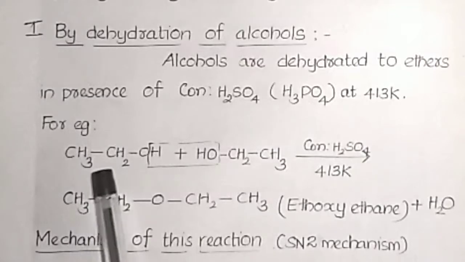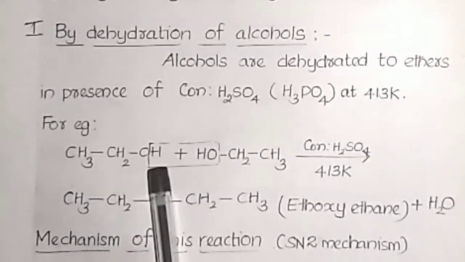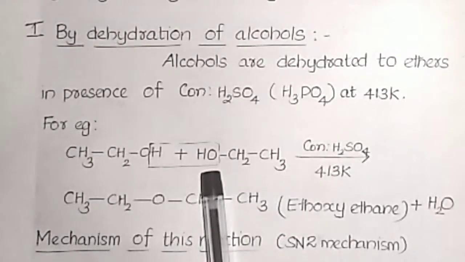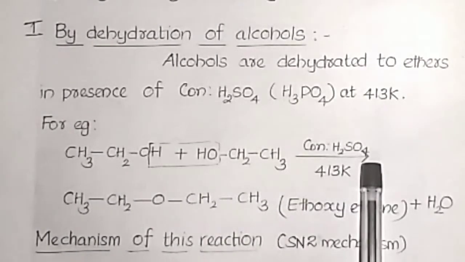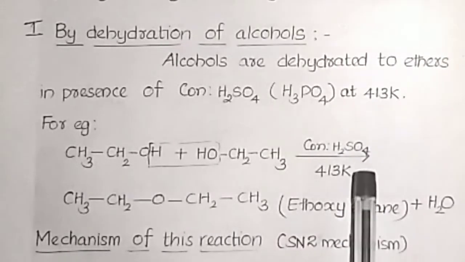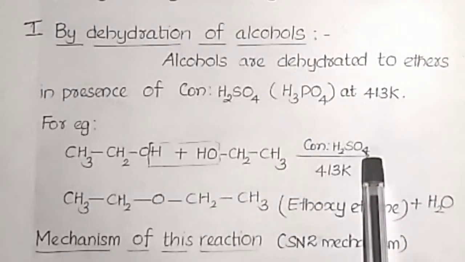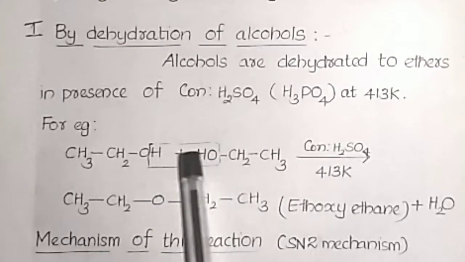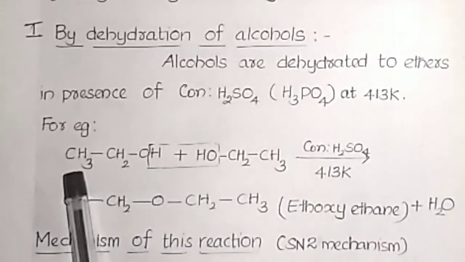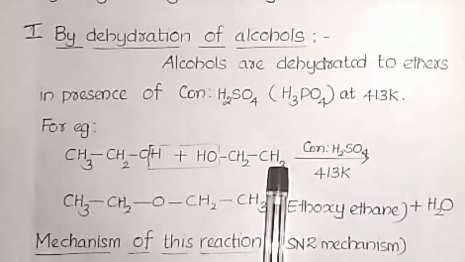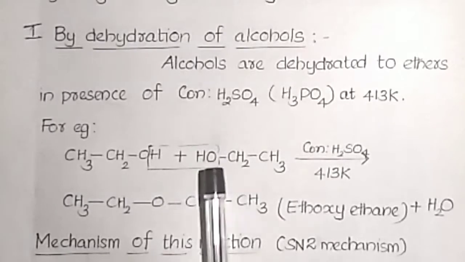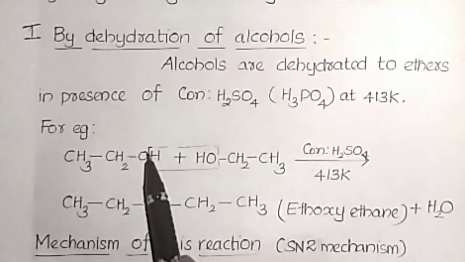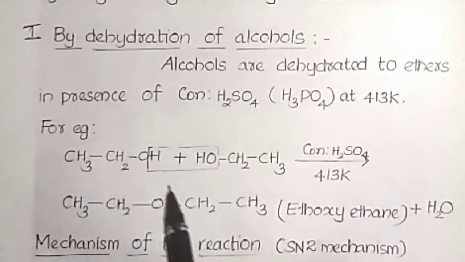For example, ethanol, a 2 carbon atom containing alcohol, reacts with another molecule of ethanol in the presence of concentrated sulfuric acid at 413 Kelvin. It acts as a dehydrating agent. So from 2 molecules of ethanol, 1 water molecule is eliminated. CH3CH2OH, and this is also ethanol, CH3CH2OH. From this ethanol molecule H and from this ethanol molecule OH, then H2O elimination takes place.